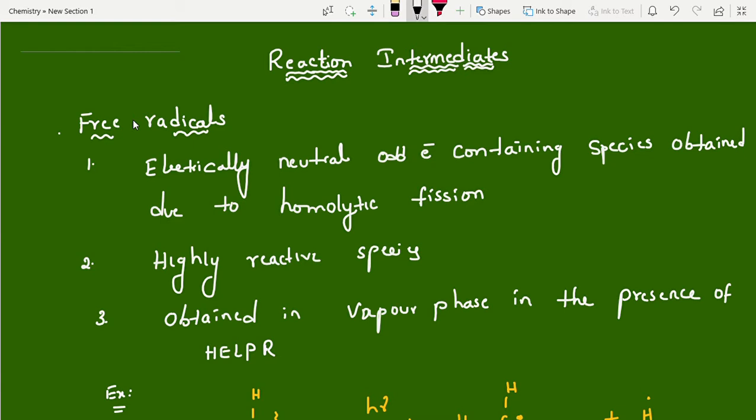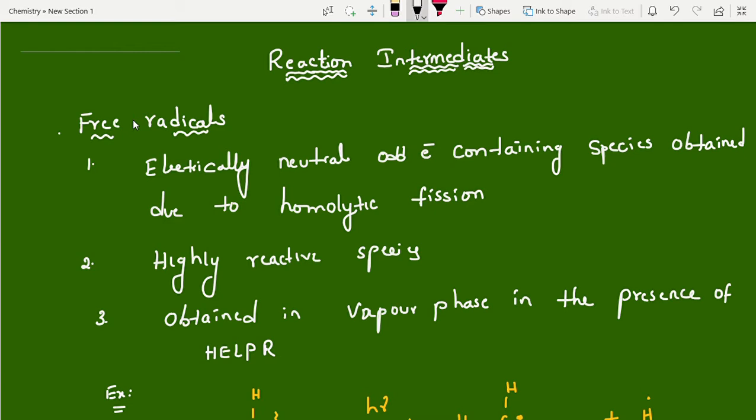In the previous video I told you one point: this topic plays a very important role in organic chemistry. In the same way, reaction intermediates also play a vital role in organic chemistry, in first year as well as second year. Many times we use these terms in second year during reaction mechanisms.